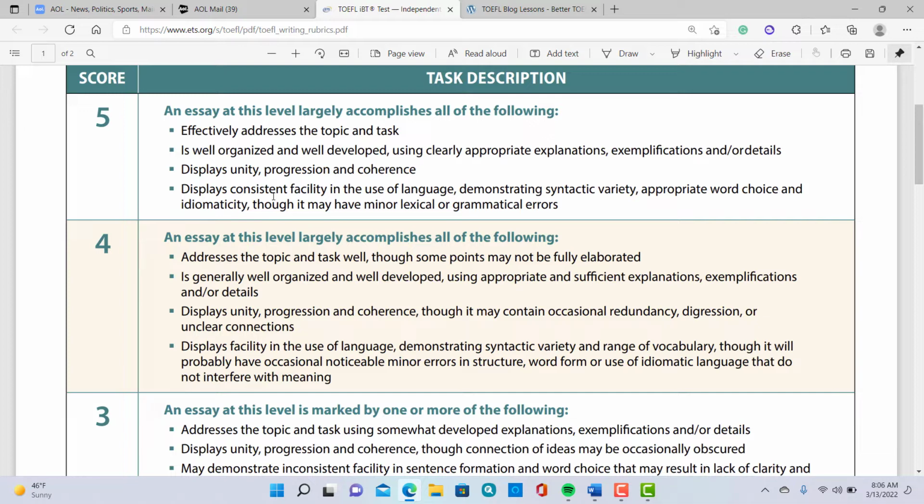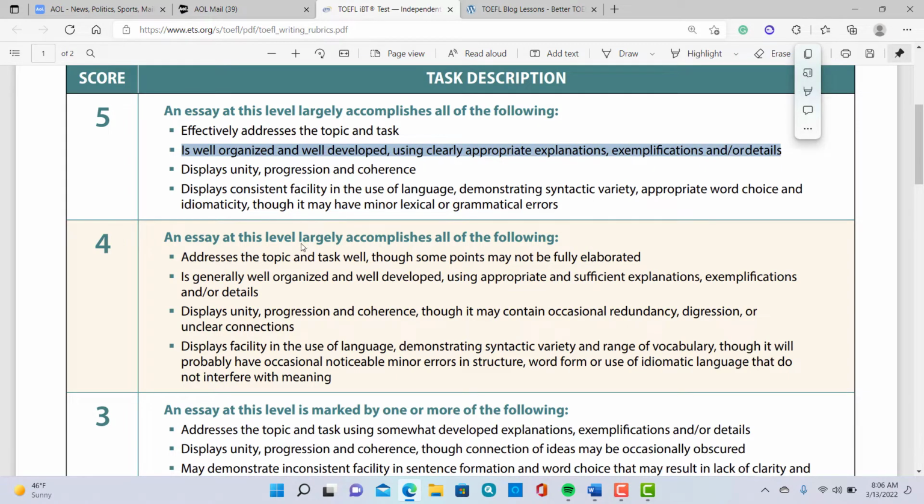And I'm guessing that you're probably a doctor. I could be wrong on this, but based on how you wrote it, you're writing kind of like a doctor. You're writing in a more abstract realm without a lot of specificity to your ideas. So if you look at 5, it says well organized and well developed using clearly appropriate explanations, examples, or details. You did not do that.